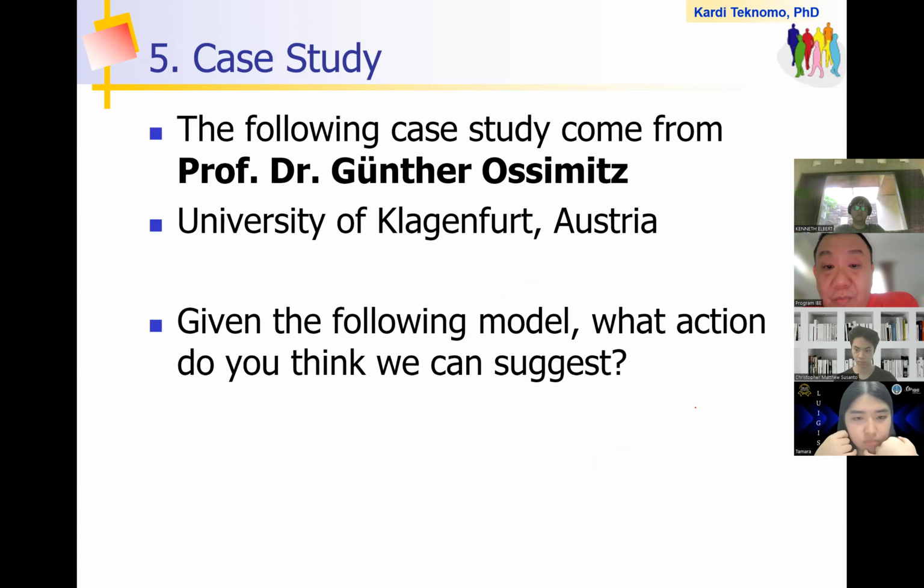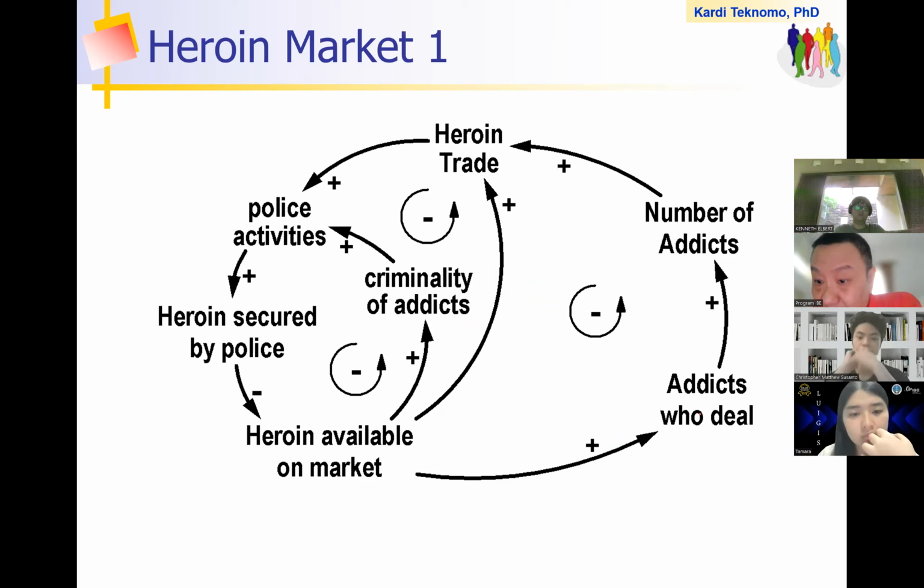Now I will give you a very interesting case study from the University of Klagenfurt in Austria. My wife was working there before. So, given the following model, what action do you think we can suggest? Look at the model. This is the model of the heroin market. Okay, let's trace it one by one.